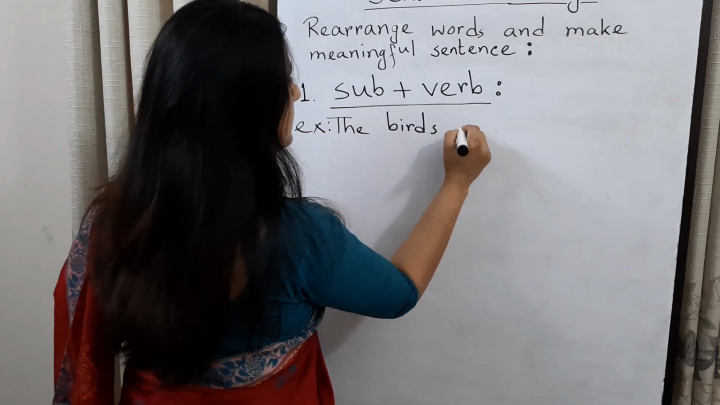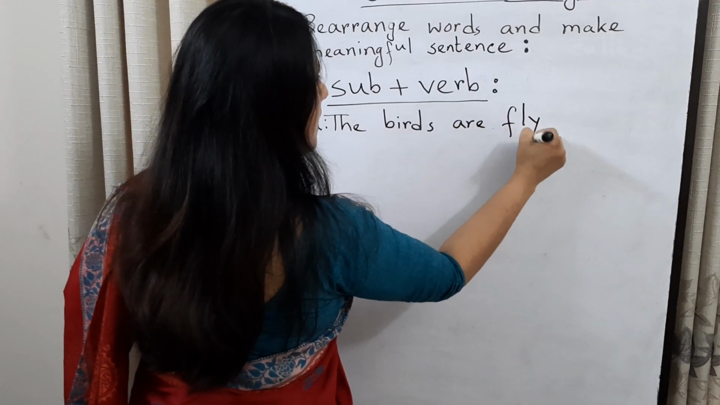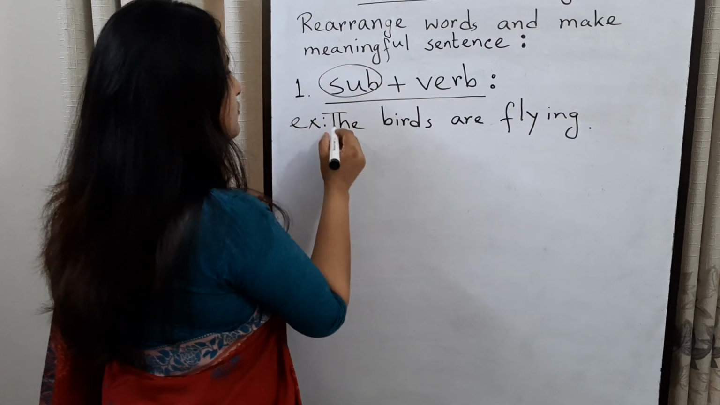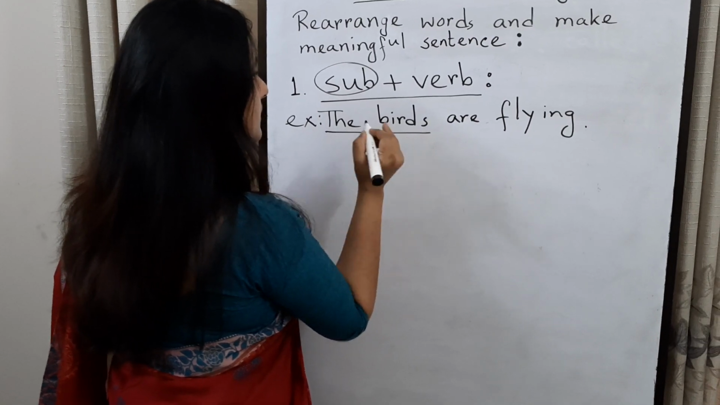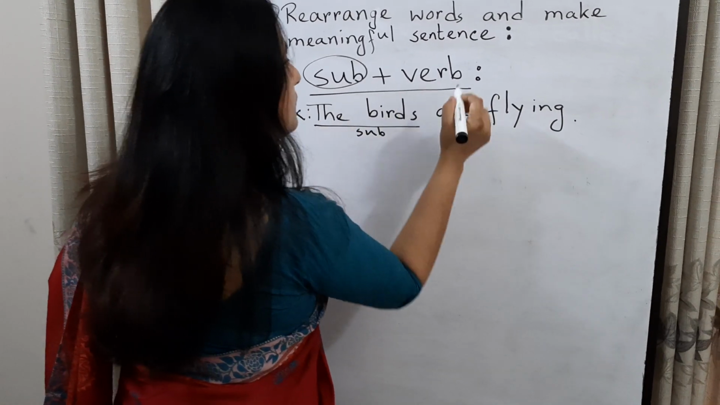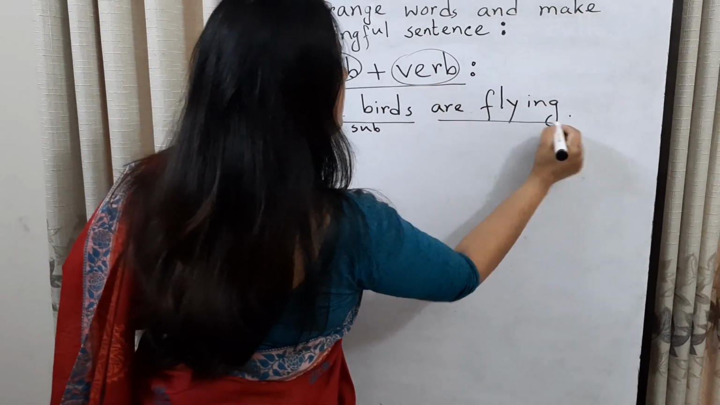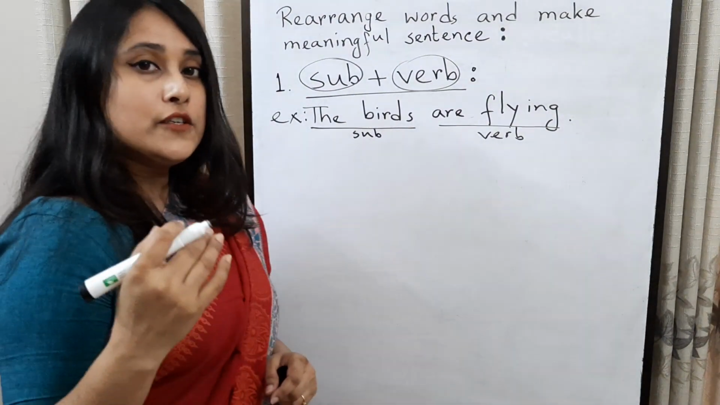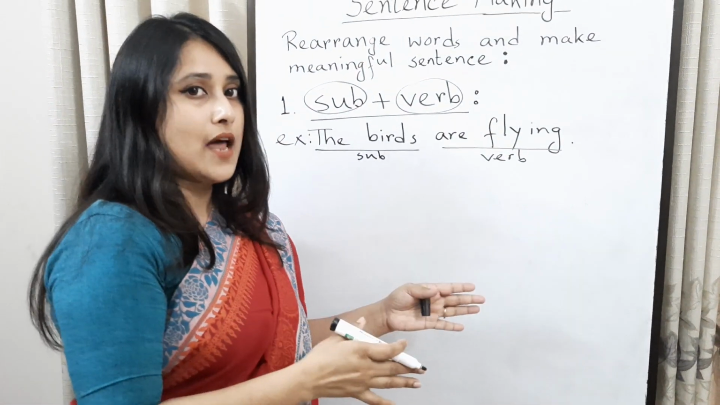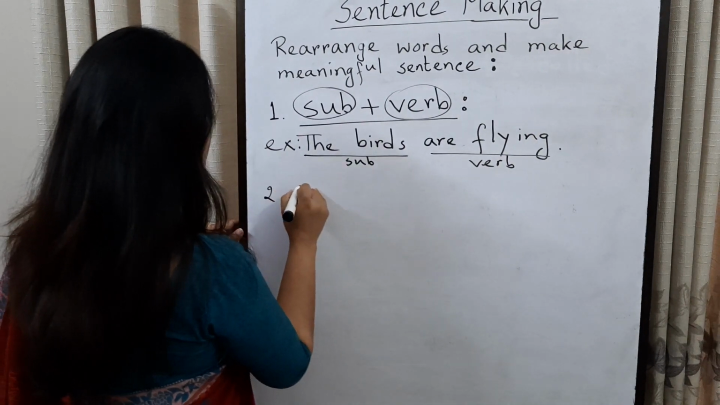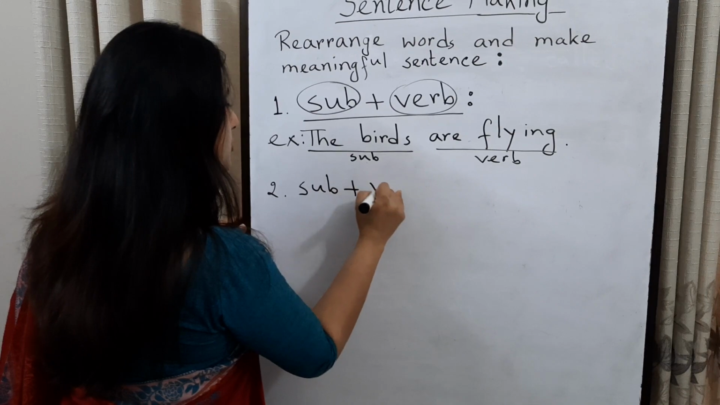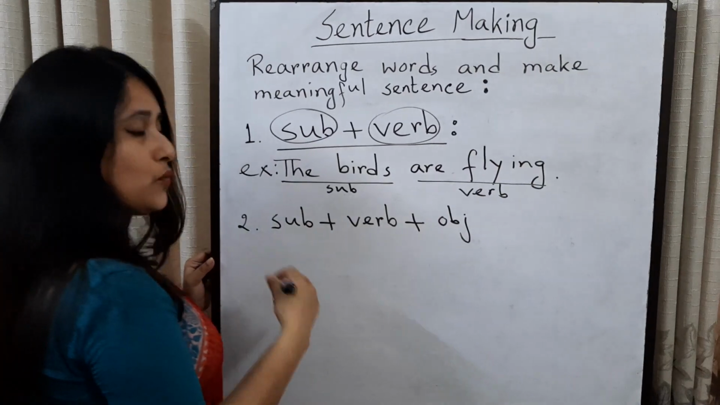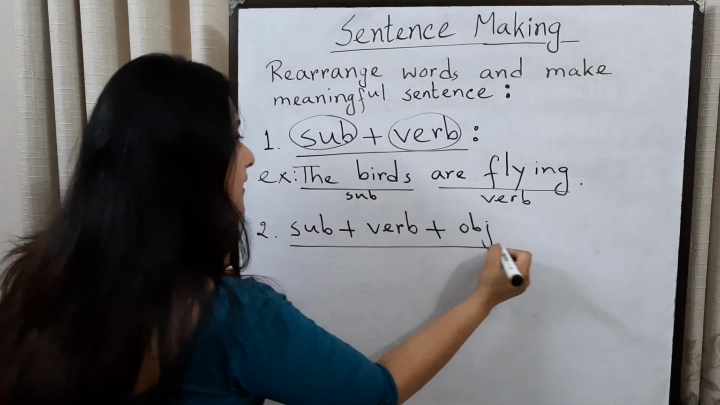Example, the birds are flying. Here the subject is the birds, and the verb is are flying. Here is no object. The second pattern we have already done. Subject plus verb plus object. We have done it before. I'm writing it again.